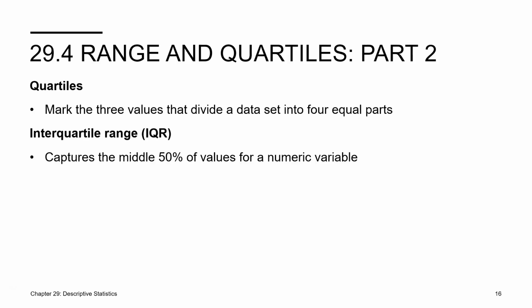Next, we have quartiles. Quartiles are the 3 values that divide the data set into 4 equal parts. And so it's really just taking the top 25% and then going and creating it into quarters. Then the interquartile range captures the middle 50% of values for a numeric variable.